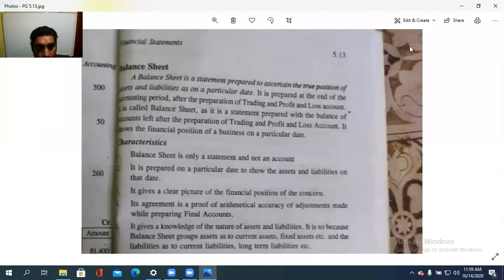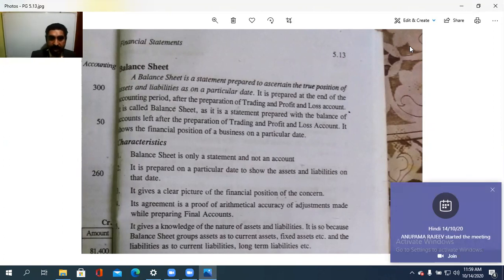A balance sheet is a statement prepared to ascertain the true position of the assets and liabilities as on a particular date. On a particular date, the assets and liabilities, their position, the correct position with regard to that, and the value of that. So it is a statement prepared to ascertain the true position of the assets and liabilities as on a particular date.